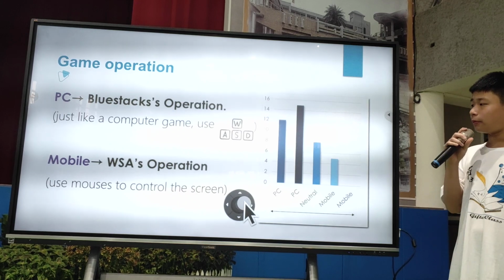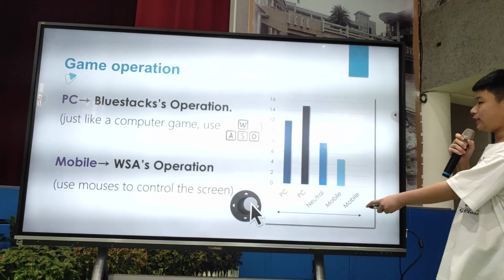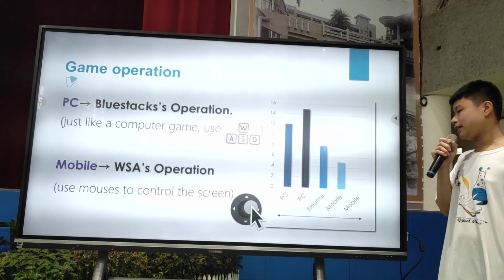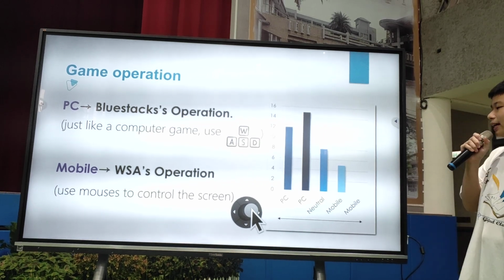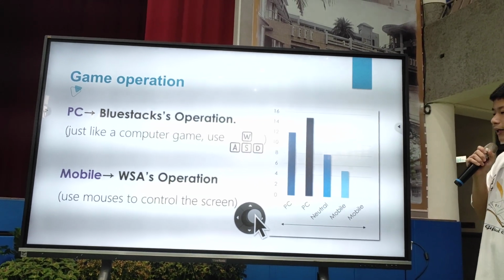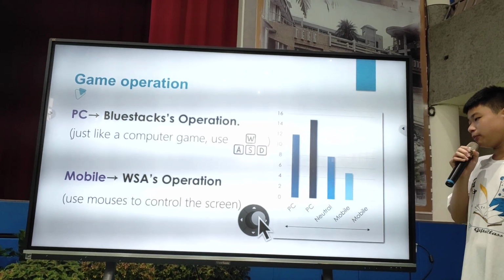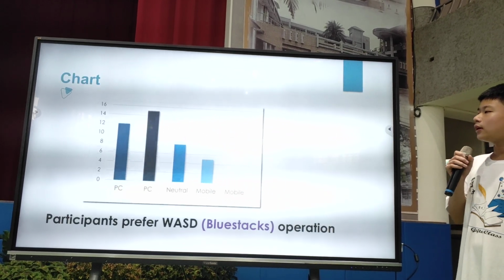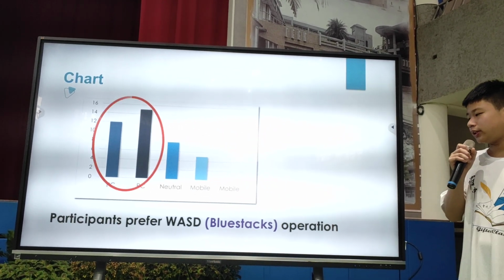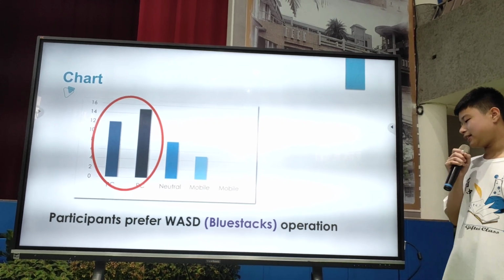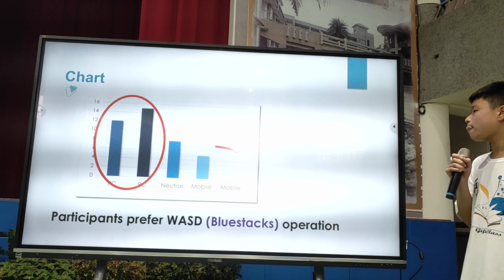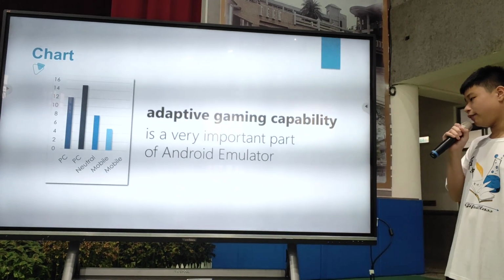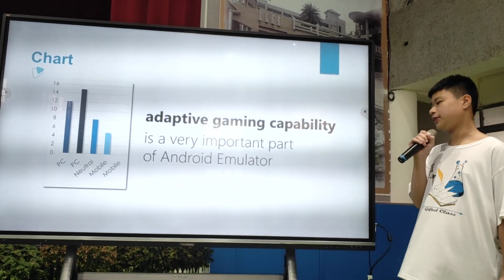And then it's game operation. PC means the Bluestacks operation. Just like a computer game, you can use WASD to play. And then mobile is WSA's operation. It is just like a mobile phone, so you use the mouse to control the screen. So in the chart, we can know participants prefer WASD on the Bluestacks operation. So we can know adaptive gaming capability is a very important part of an Android emulator.